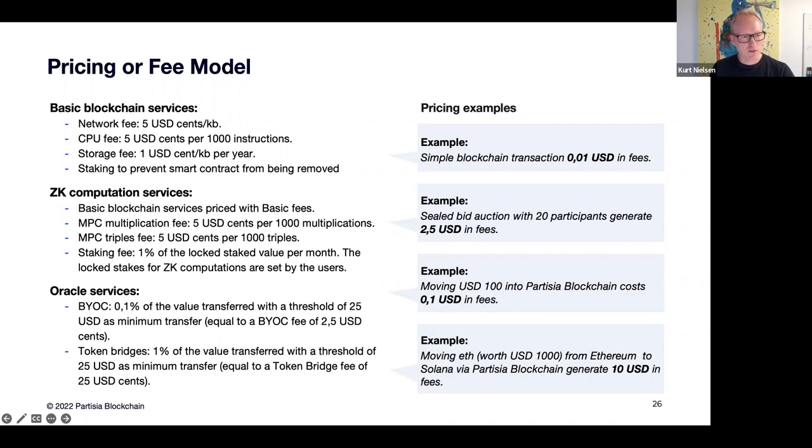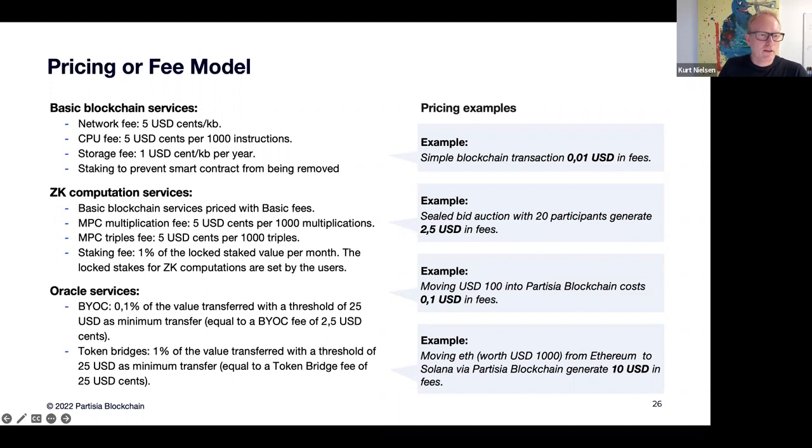So it's kind of the thing that you want to buy from a computing network. We have numbers in here, which are set by simulations of the cost of running these nodes. And if you look at what that actually adds up to, a simple transaction costs something like a US cent. Then there are some other fees for running CK computation.